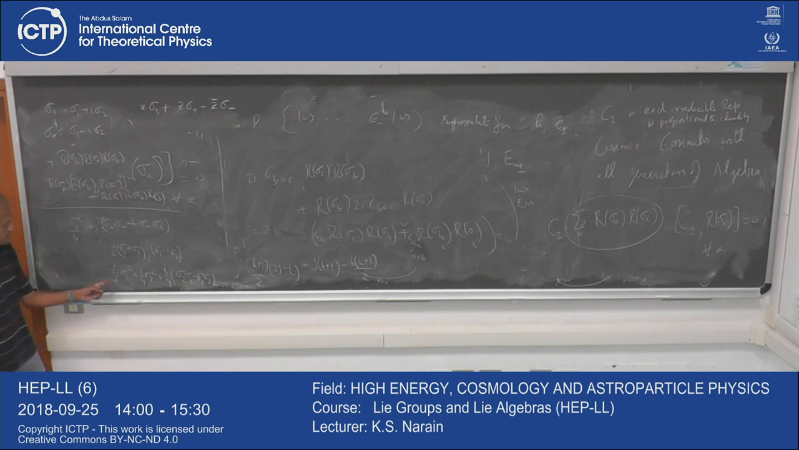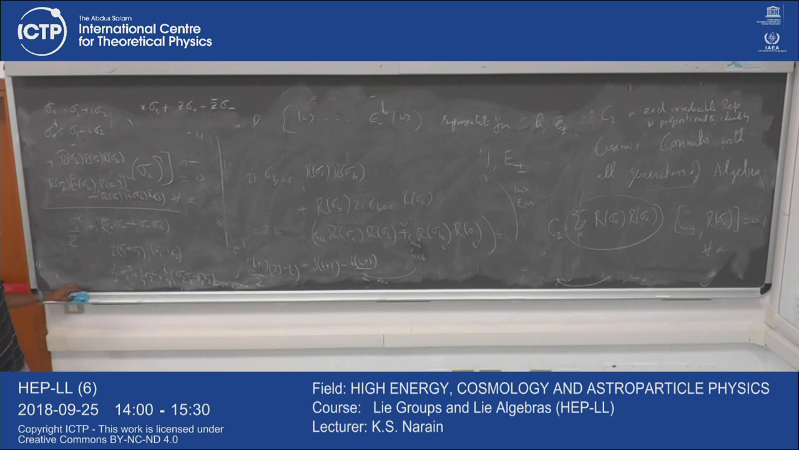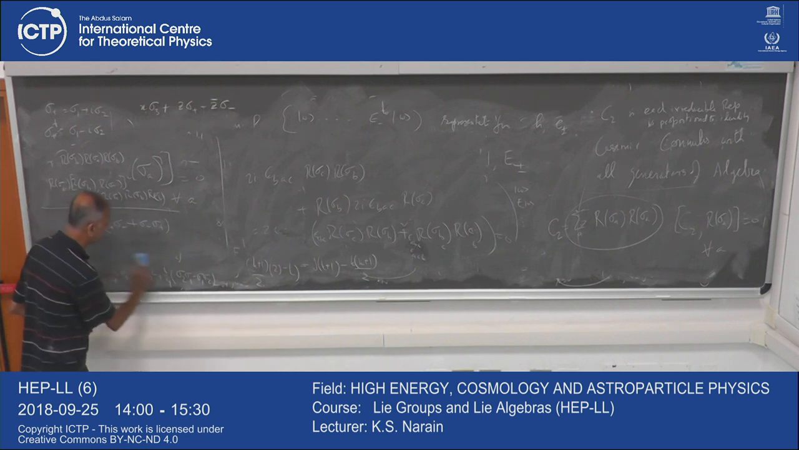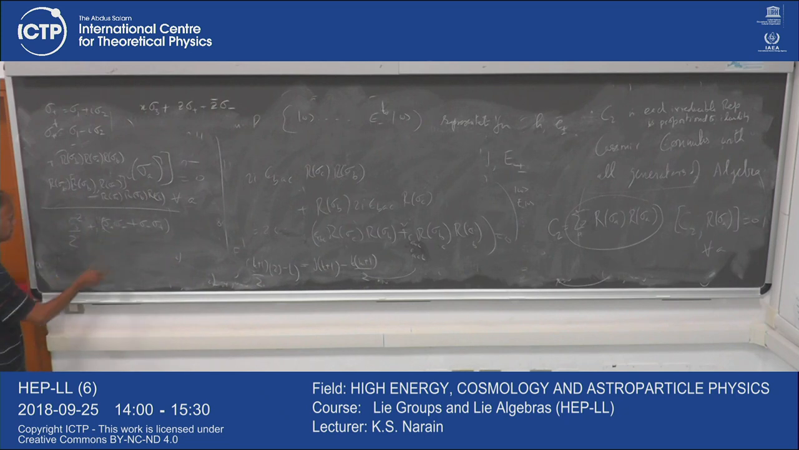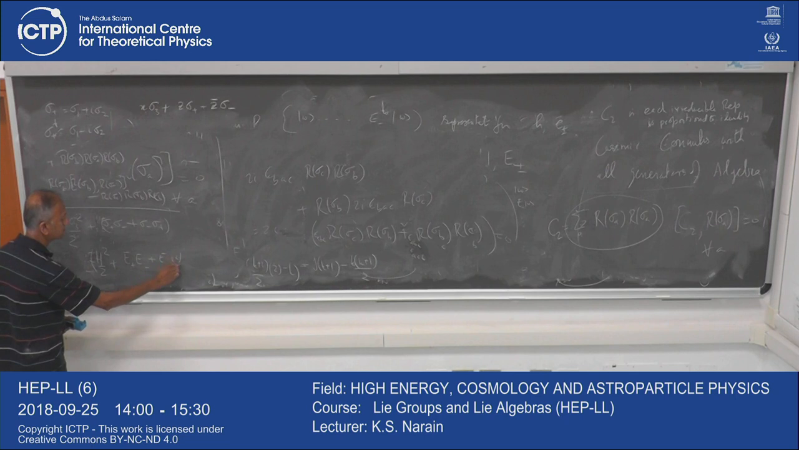So you'll get here half sigma 1 squared, so let me make it half here. So make everything half. So this is proportional to that C2, right? Okay. Therefore, what we are seeing, in a given representation, this was what we were calling H squared, so 1/2 H squared plus, this was E plus E minus plus E minus E plus.